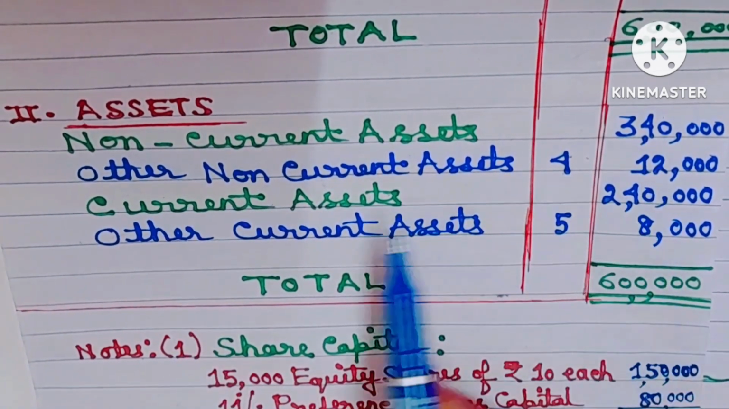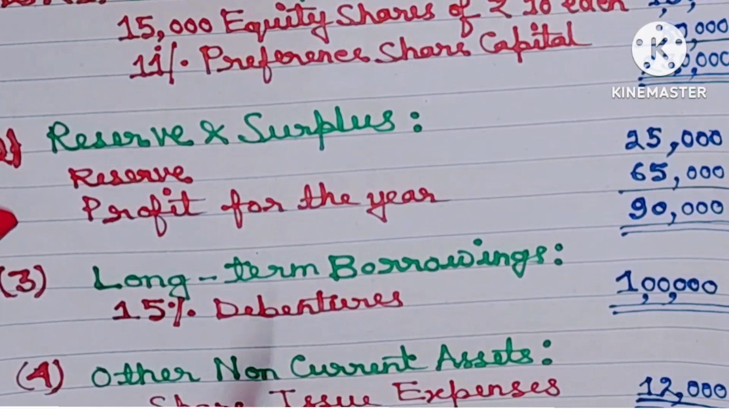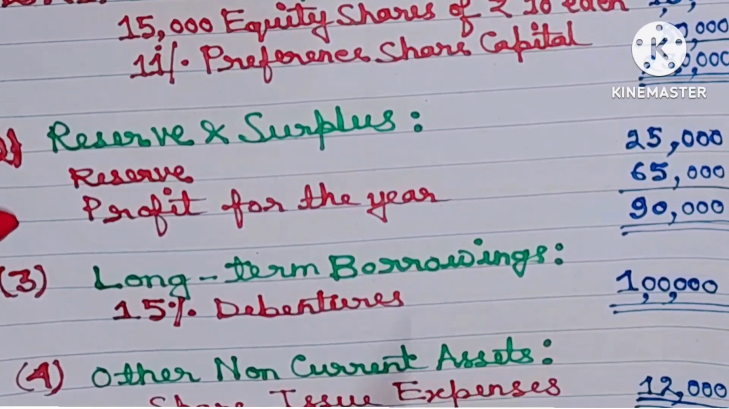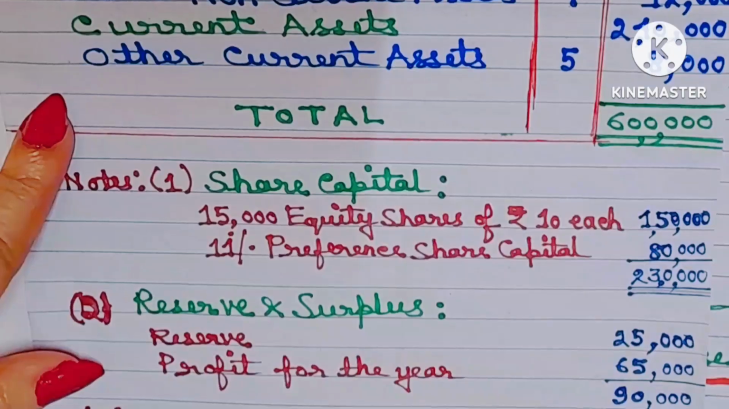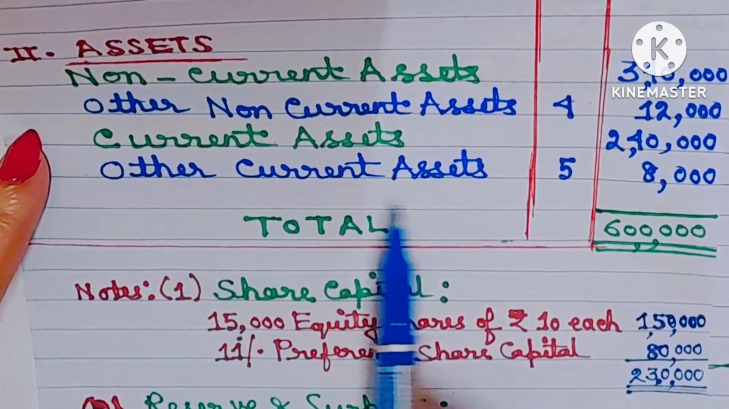Let's go through the notes to see the detailed information. Note number 4, other non-current assets, share issue expenses 12,000. Okay. Let's go through the balance sheet again. Other current assets is equal to 8,000.